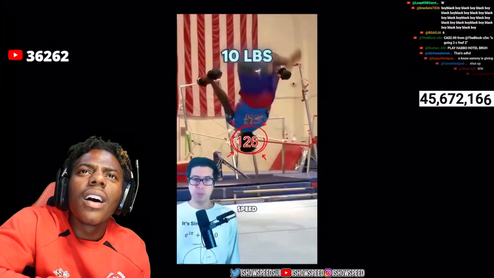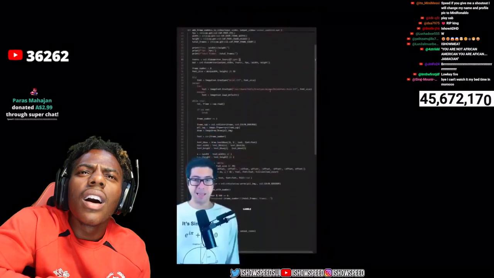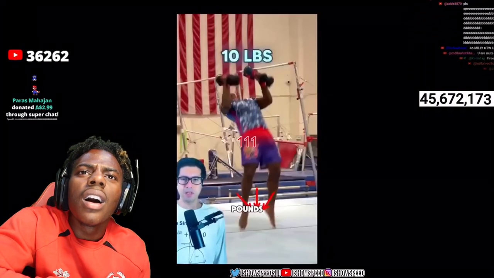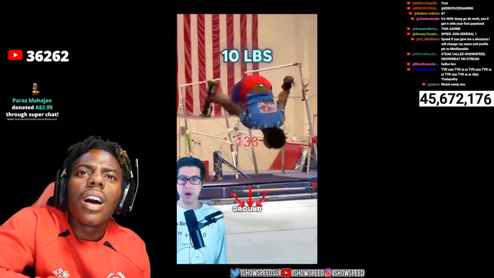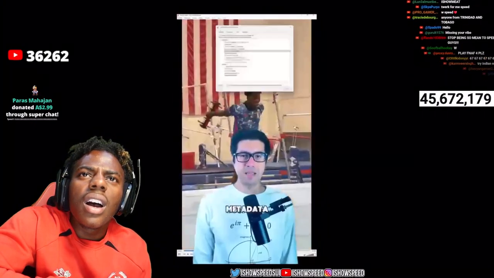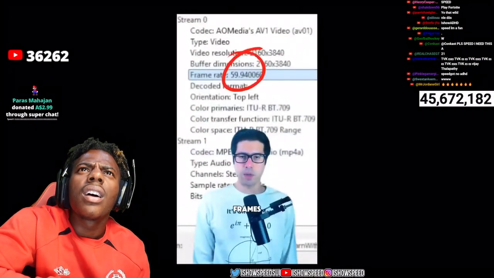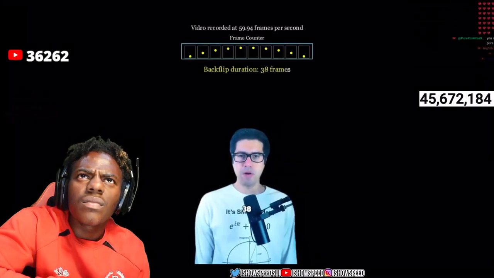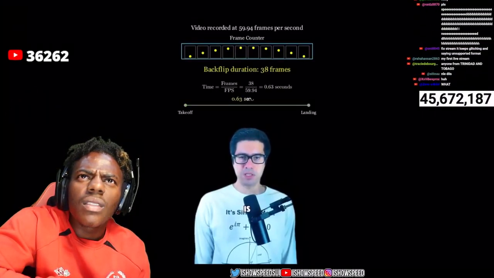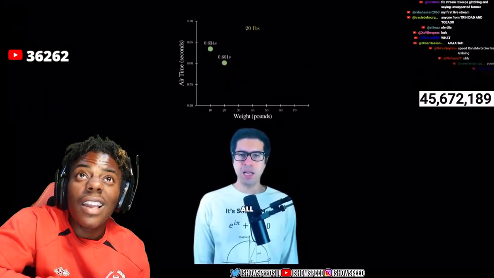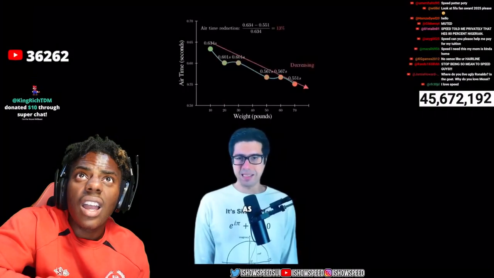To calculate how long Speed was in the air for each flip, I first wrote this Python code that labels each frame with its number. For example, for 10 pounds, his feet left the ground at frame 111 and then touched the ground again at frame 149. I then looked at the metadata of his video, which showed it was 59.94 frames per second. This means his 10-pound flip took 38 frames divided by 59.94 FPS, which is 0.63 seconds. I then did this for all his flips, and as you can see, airtime is decreasing as the weight increases.